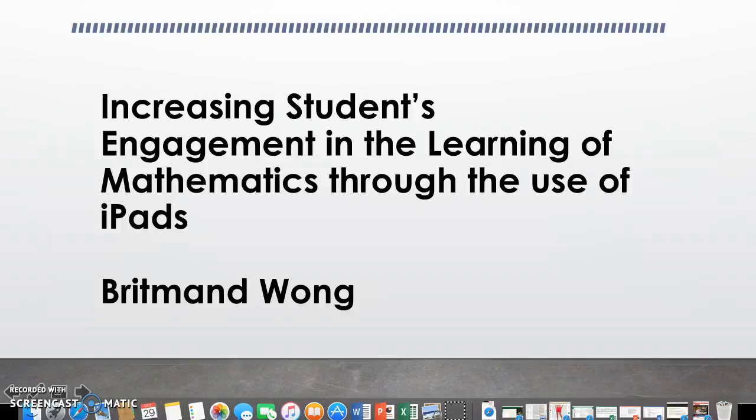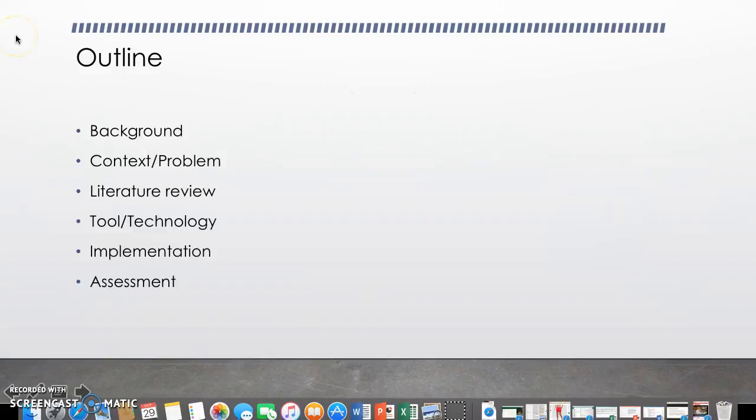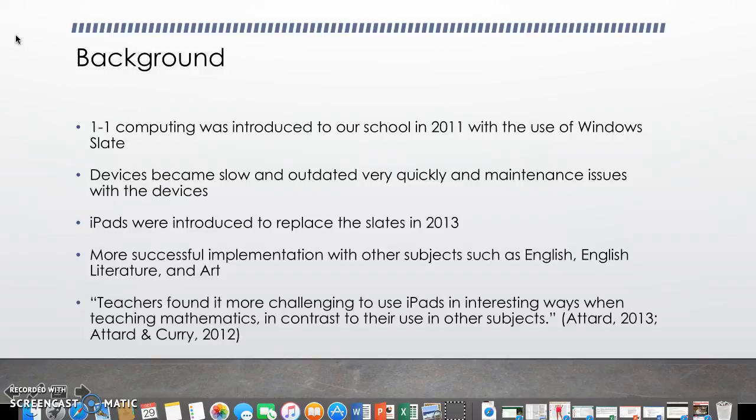Hi everyone, I'm Pritman, and the project I'll be embarking on is the use of iPads to increase students' engagement in the learning of mathematics. Right, this is a brief outline of what I'll be presenting today.